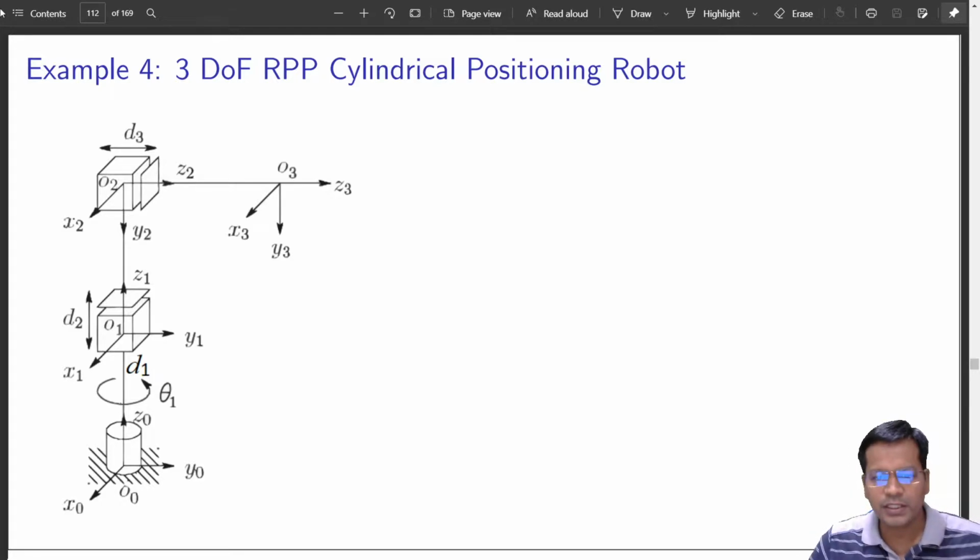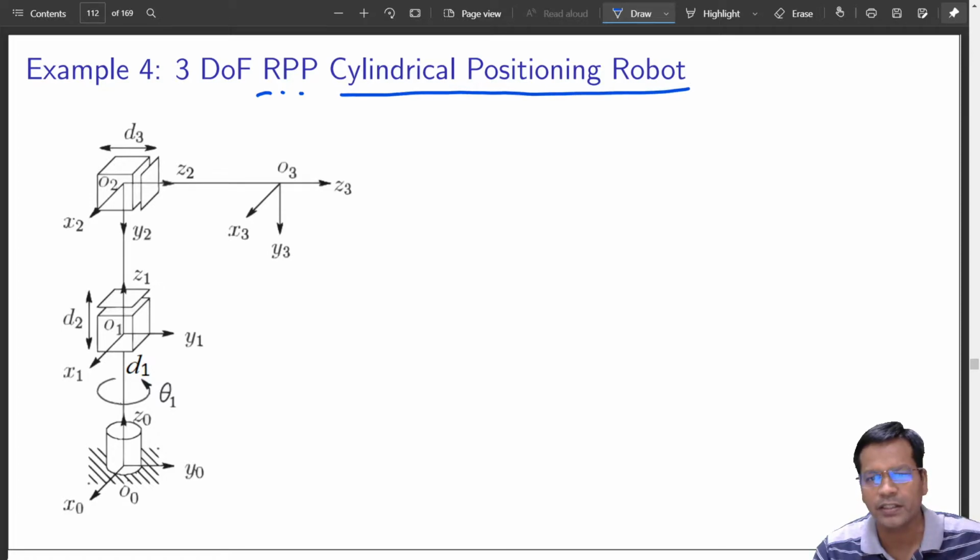Okay, let us quickly recapitulate what we have done so far. We followed the geometrical technique and trigonometric algebraic technique to solve inverse kinematics. So, going in the same line, I'll just quickly do one small robot, that is a 3 degree of freedom, revolute prismatic robot, the cylindrical robot that you have done earlier in forward kinematics also.